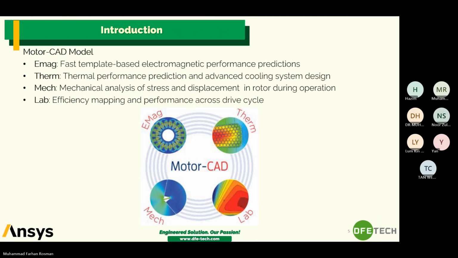Inside Ansys Motor-CAD, there are four models that we can simulate. First is E-Mag, electromagnetic, for fast template-based electromagnetic performance prediction. Then we have the thermal model for thermal performance prediction and advanced cooling system design. MEC is for mechanical analysis of stress and displacement in the rotor during operation. And finally, Lab is for efficiency mapping and performance across the drive cycle.